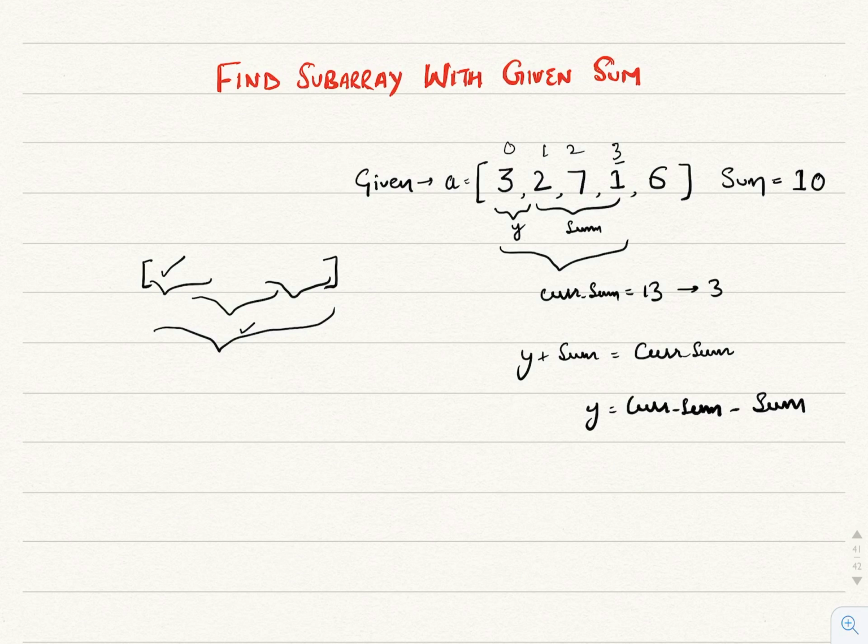So while traversing the array from left to right, we always keep track of the sum we have got up to that index in a dictionary or hash map.